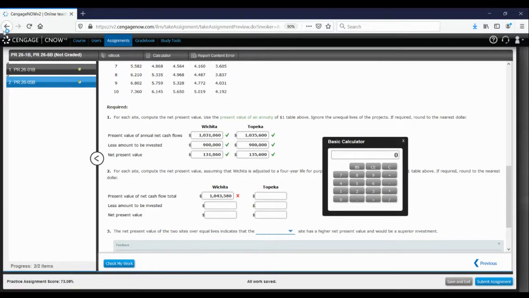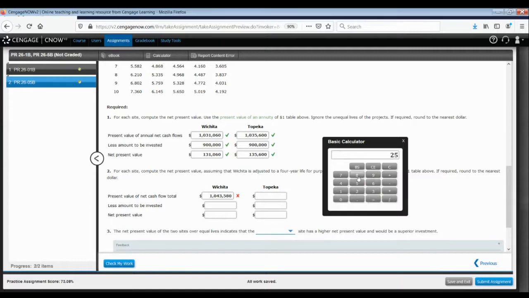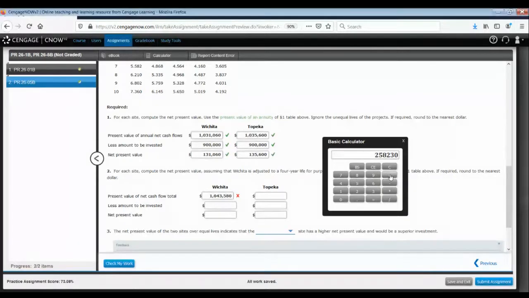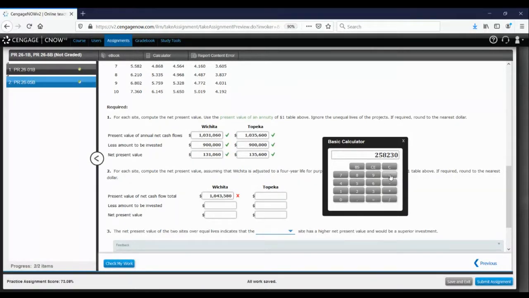So we're going to have 258,230, which was the first year's present value amount. I'm going to add to that 215,140, which was the second year's present value amount. I'm going to add to that 179,490.